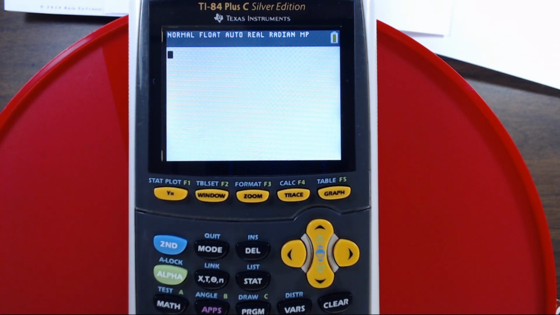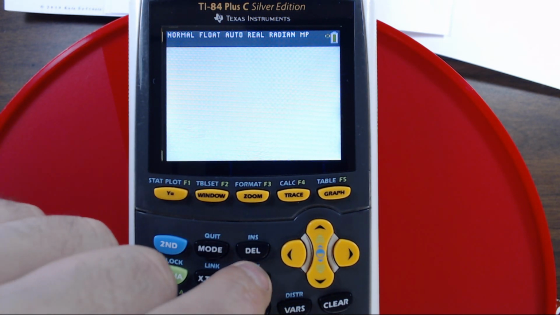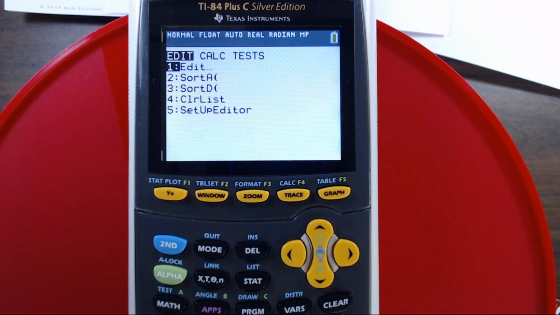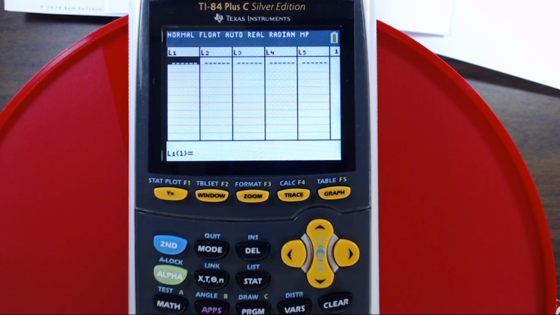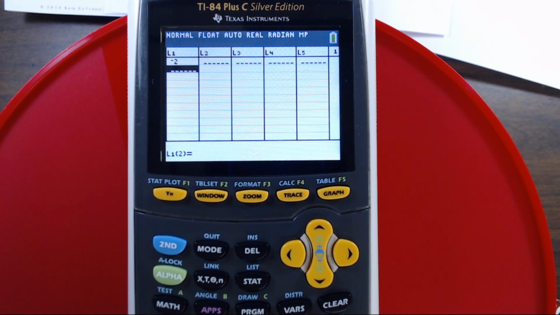All right, hit Stat, Edit. And we'll enter the data that we were given. Okay, our X and Y table. Our X values are -2, -4, and 0.